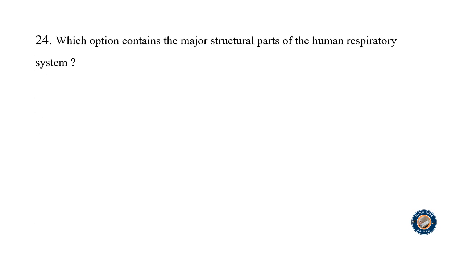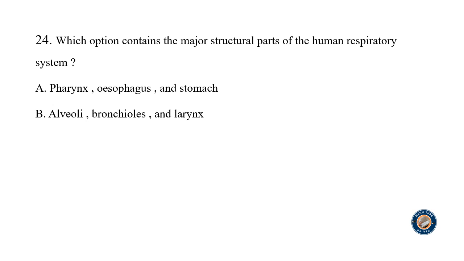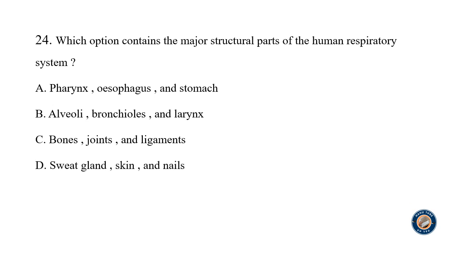Question number 24. Which option contains the major structural parts of the human respiratory system? A. Pharynx, esophagus, and stomach. B. Alveoli, bronchioles, and larynx. C. Bones, joints, and ligaments. D. Sweat gland, skin, and nails.